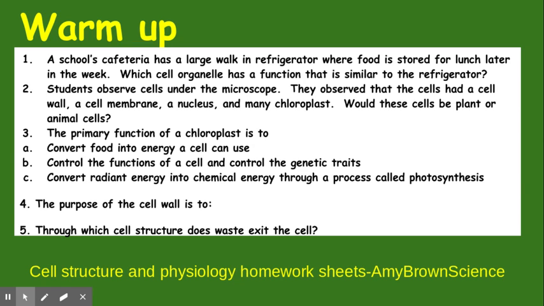Number three, the primary function of the chloroplast is to A, convert food into energy a cell can use, B, control the functions of the cell and controls its genetic traits, or C, convert radiant energy into chemical energy through a process called photosynthesis. Number four, the purpose of the cell wall is to, and number five, through which cell structure does waste exit the cell?